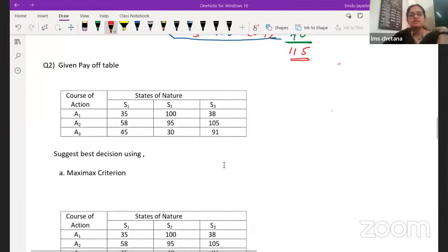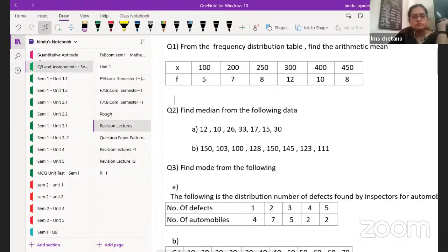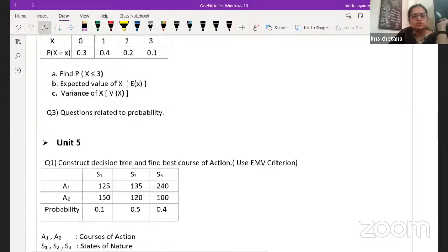Okay. Now please listen here. See, an examination 6 marks question normally comes this way. There are 4 categories. One is Maximax criteria. What is that? Maximax. 1 second. I'll show you the question. Just wait. See, this is the question which I shared with you.